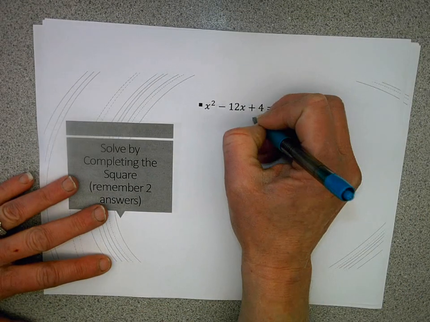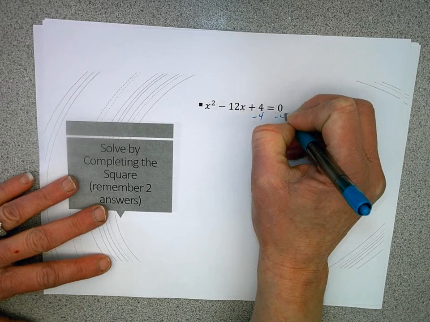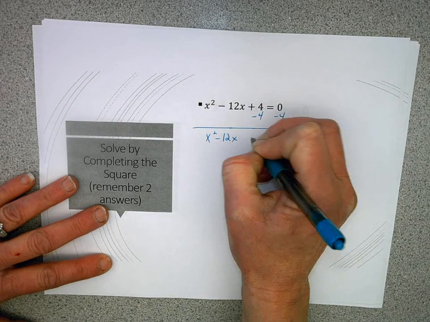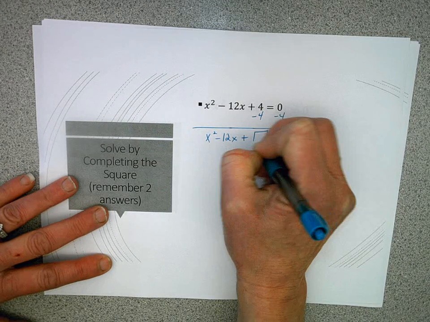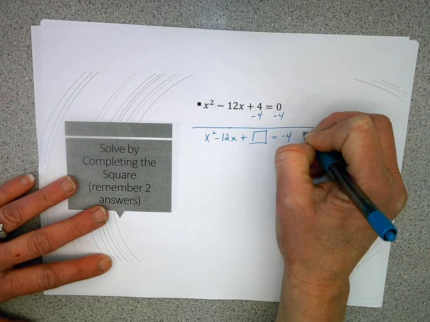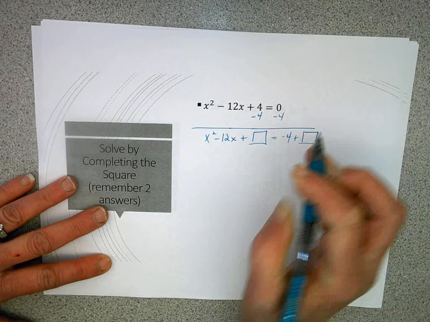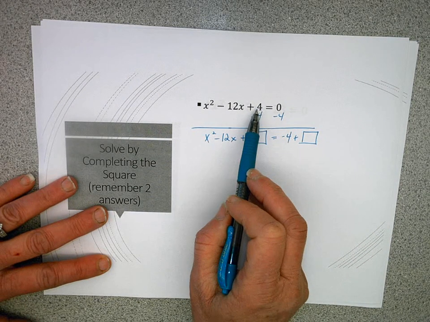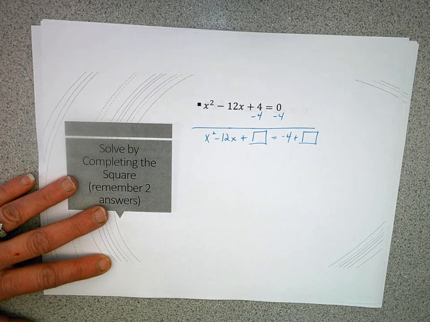So the first thing you do is move the c value over. Not anything different than last time. I'm going to put a square because I'm going to complete the square. And really quickly before I go on, this was not factorable. You cannot do a diamond problem and think of things that multiply and add to be negative 12. It's not going to work. That's why we do this method.